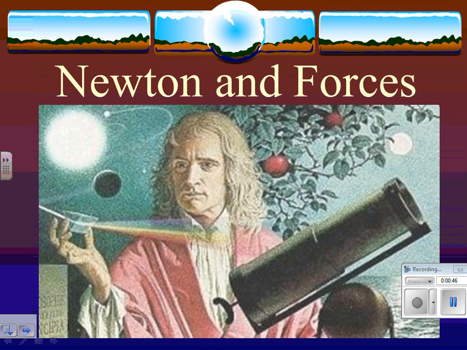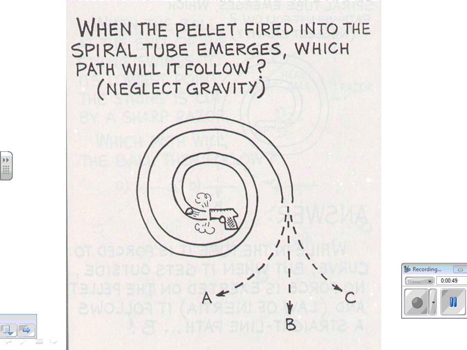I'm going to give you a little bit of history, and first of all, a little question. You shoot a little gun into a circular tube, the bullet goes round and round, and then it comes out of the tube here. Think about whether you think it will follow path A, path B, or path C. Let us vote on it now. Raise your hand if you think it'll go in path A. Seven of you. Path B, six. And path C, three of you.